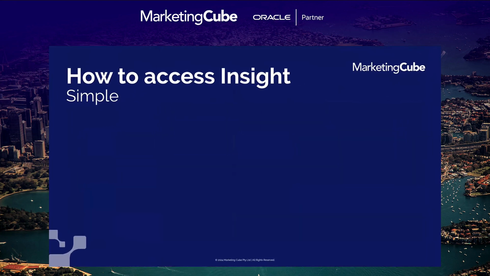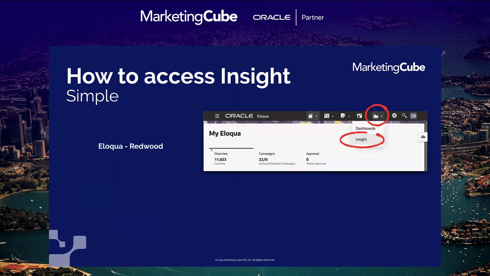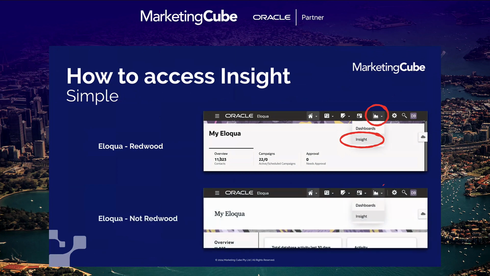It's pretty simple. First thing, of course, is you have to access Insight. Now, if you're using Redwood, the new user interface for Eloqua, you'll see it's the analytics menu in the top right-hand corner. The drop-down is dashboards and Insight, and it's Insight that we want to look at. Now, if you're not using Redwood, you'll notice the navigation is exactly the same. I just thought I'd point that out. So no change from that point of view, which is good.